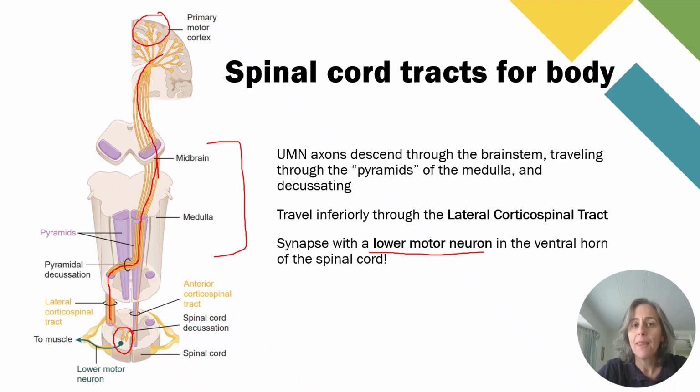motor neuron, which is located in the ventral horn of the spinal cord. So remember, the ventral horn is part of the gray matter of the spinal cord, and that's where we see the motor neuron cell bodies living. So that's your lower motor neuron. And then that lower motor neuron is going to send its axon out through the ventral root and then into a spinal nerve to get to the muscle.